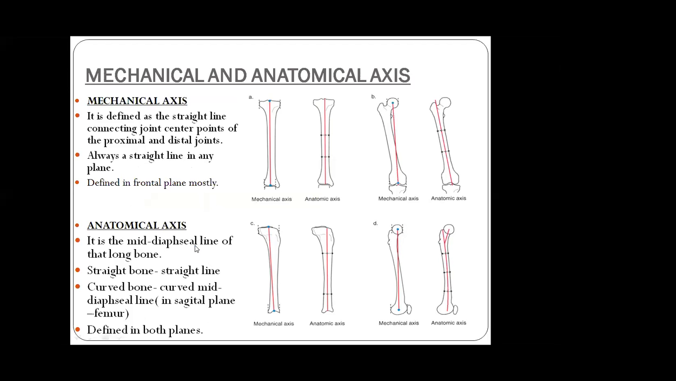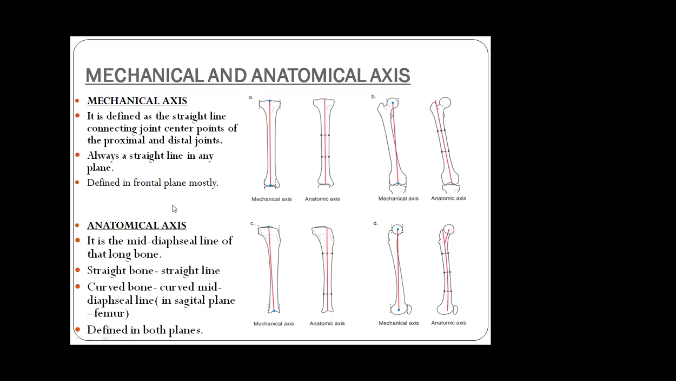First, we'll talk about the mechanical and the anatomical axis of the lower limb. What is the mechanical axis? The mechanical axis is defined as a straight line connecting the center points of the proximal and the distal joint. So the mechanical axis of the femur is from the center of the hip joint to the center of the knee joint, and the mechanical axis of the tibia is from the center of the knee joint to the center of the ankle. It is always a straight line in any plane, and mostly it is defined in the frontal plane.